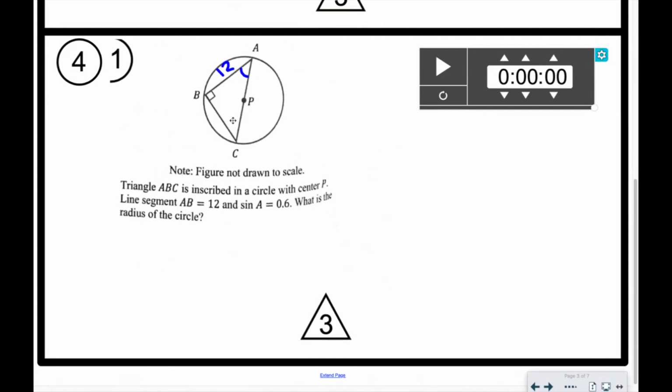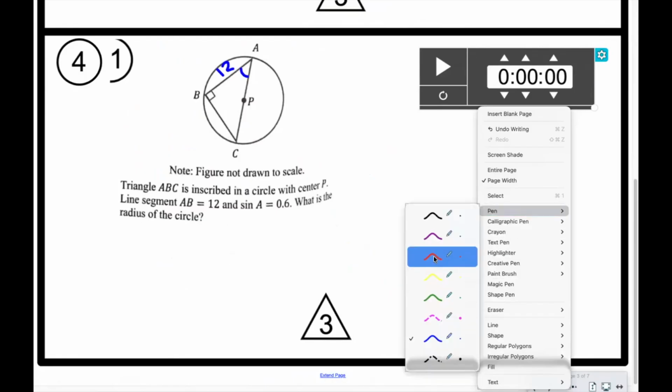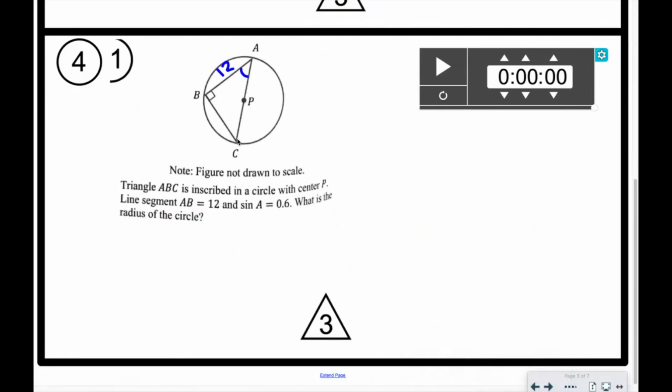All right. What we have to realize here is, so I'm going to draw this in red. This is how I like to do these. So if they told me the sine of A was 0.6, I want to think of that as a fraction. So that's 6 over 10, which is really 3 over 5. All right. Now, it does not mean that the sides have to be 6 and 10 or 3 and 5. It means they have to be in that ratio.